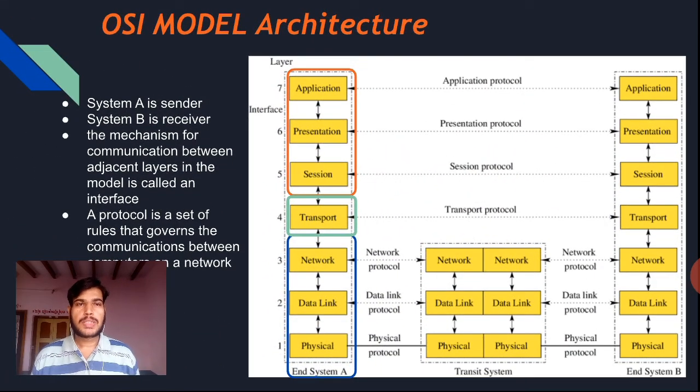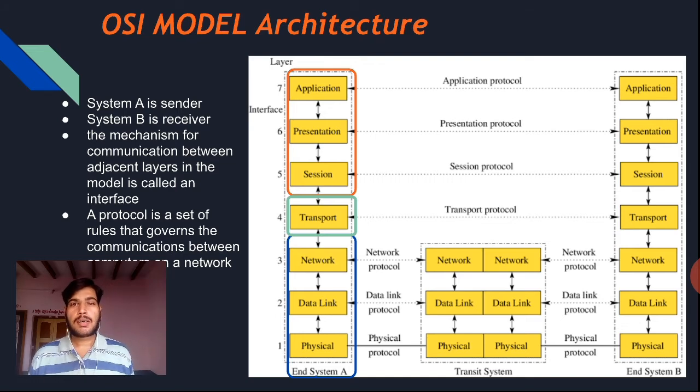In the picture you might have observed I have marked certain layers with a blue border, green border, and red border. Some of the layers I have marked with a red border. Those are the application layer, presentation layer and session layer. These layers are called software layers because they make use of certain software to establish communication over a network. That's why these layers are called software layers.